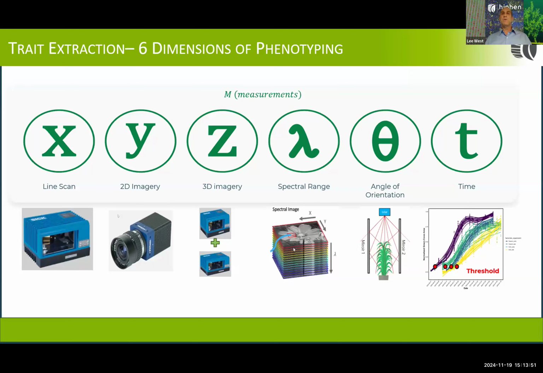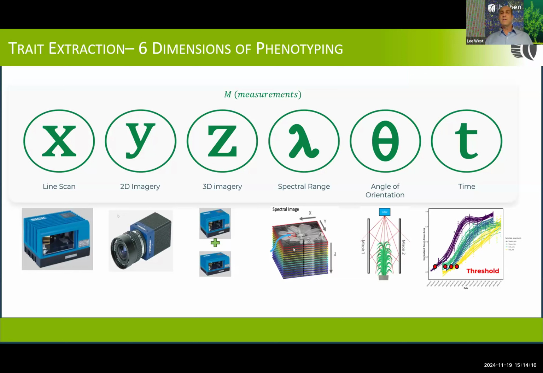Y is the second dimension, which, like a regular camera, gives you a flat representation of a field of view. Z is the third dimension. There are many tools to generate 3D images, from lasers to stereo vision cameras to techniques like structure from motion, which allow us to create 3D recreations of plants and fields from imagery.